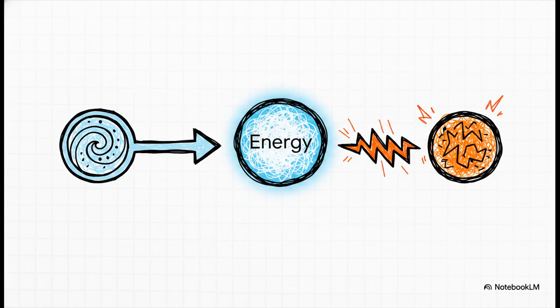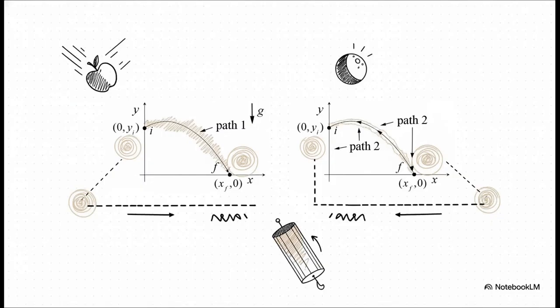The good news is, when it comes to balancing the energy books, there are really only two types of forces you need to keep track of. Okay, let's take a look at our first type of force. You see these two paths, both going from point I to point F? For a force like gravity, the amount of work done, which is just the energy exchanged, is exactly the same for both paths. It doesn't matter if you take the long, scenic route. All that counts is where you start and where you end.